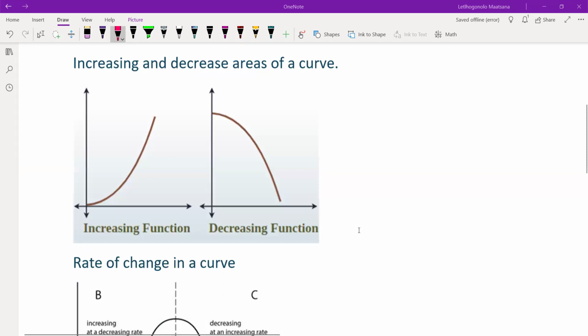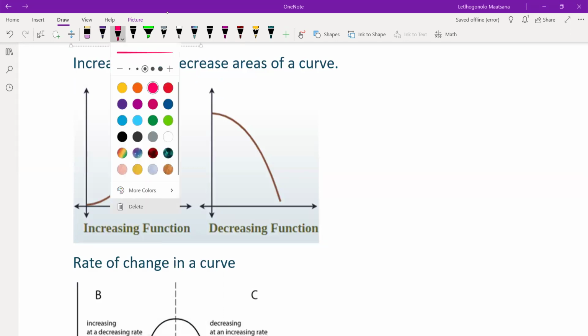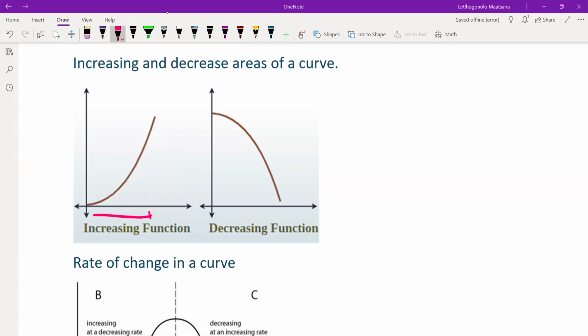Our graph can be either increasing or decreasing. So an increasing function, as our x increases from the left to the right, our y will increase going up. We have a decreasing function where our x is increasing, but our y is decreasing, going from the top to the bottom.